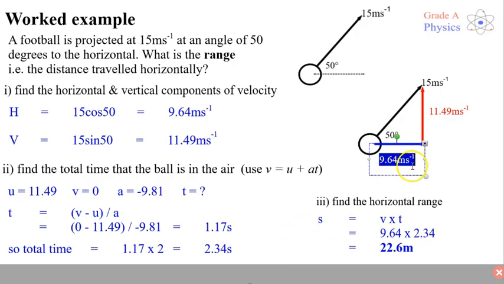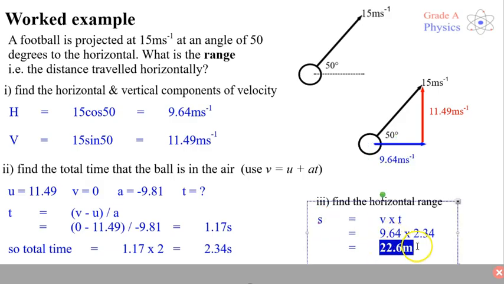I know the total time. I know my constant horizontal velocity. So it's v equals s over t. We step away from the SUVAT kinematics equations. We just make s a subject, v times t, and I just multiply my horizontal component of velocity by the total time, and that will give me 22.6.